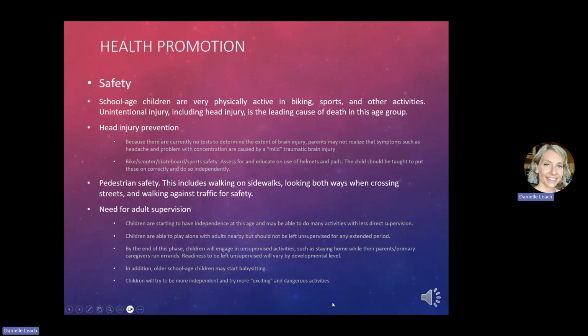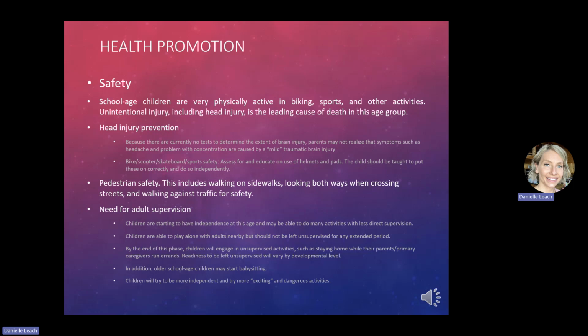Health promotion and safety information for this age group. Children that are of school age are usually very active. They're usually doing things like riding bikes, playing sports, or just playing outside in general. Still, like with toddlers and preschoolers, unintentional injury is the leading cause of death in this age group.